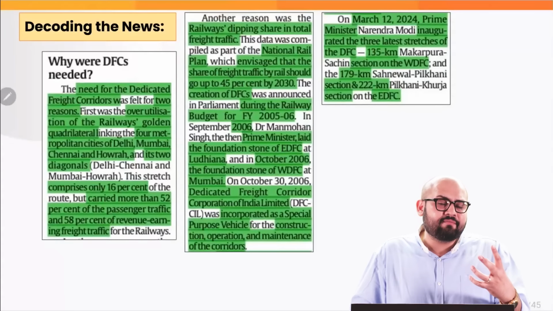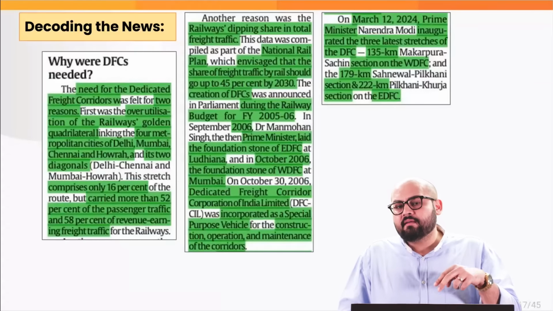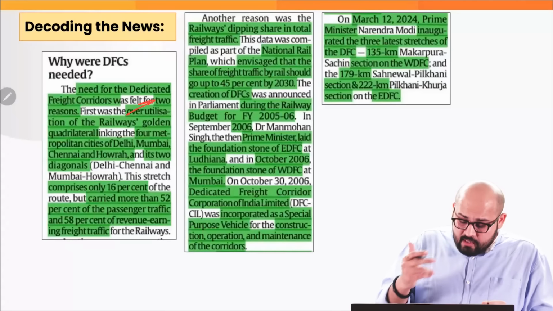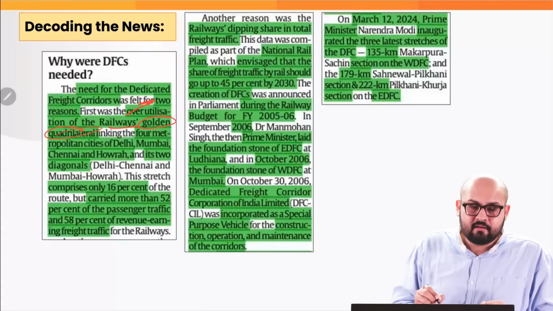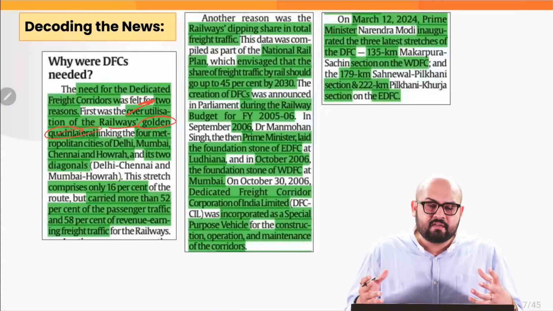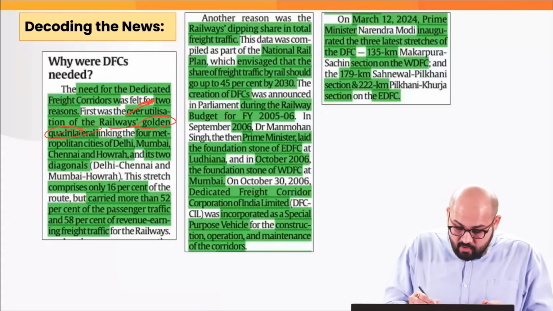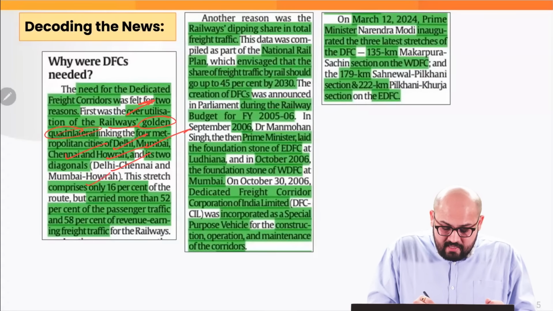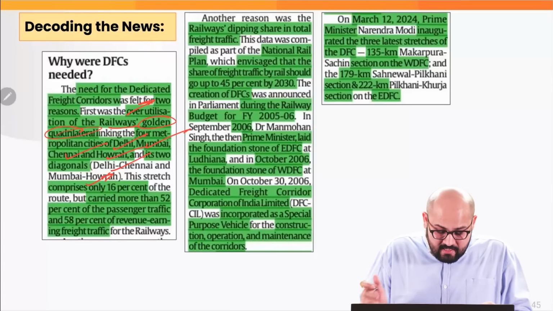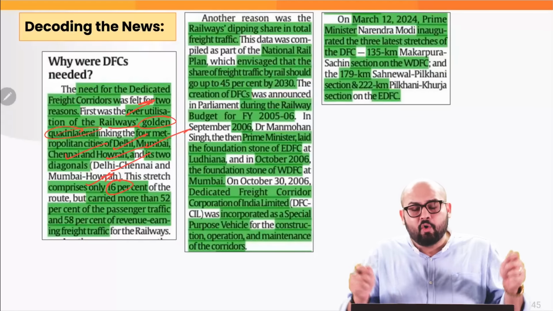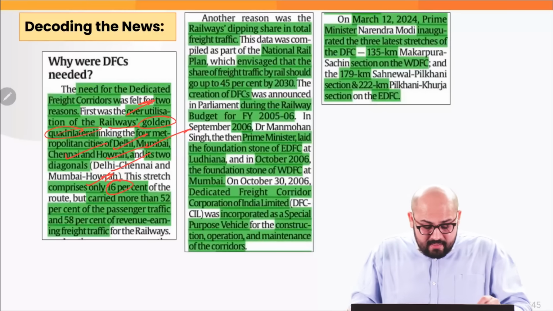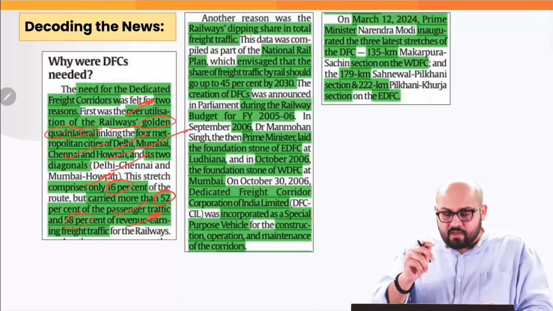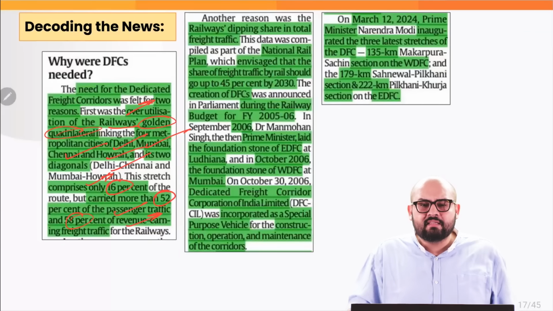Now, why were these DFCs needed? The article gives us 2 points. First is that we have had the overutilization of the railway's Golden Quadrilateral. Please understand that we have 4 metropolitan cities connected by the railway network: Delhi, Mumbai, Chennai, Howrah. And then we have the 2 diagonals, that is Delhi-Chennai and Mumbai-Howrah. What this article says is that it only comprises 16% of the overall rail network in the country, but it basically carried more than 58% of the passenger trains and 58% of the revenue earning freight traffic. So what you're seeing is that these are overburdened.